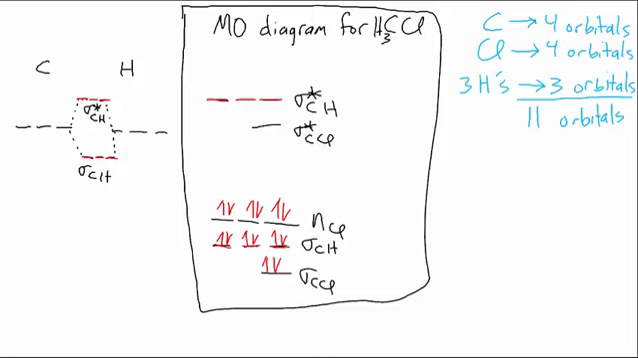So the question is, are there ever going to be electrons in the star, in the antibonding orbitals? And my response is not in this class. Not with the technique we're going to use. That's not to say you won't see such a thing in other courses. But with the simplified technique we're using, sigma star orbitals are always going to be empty.